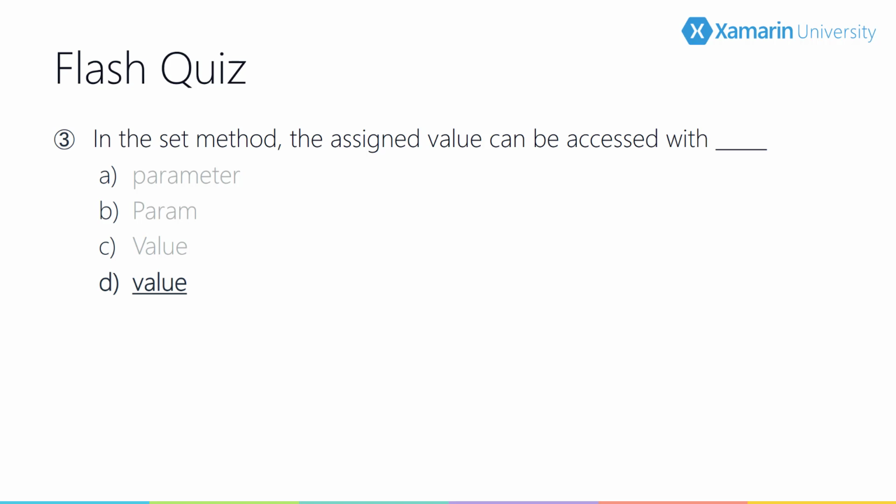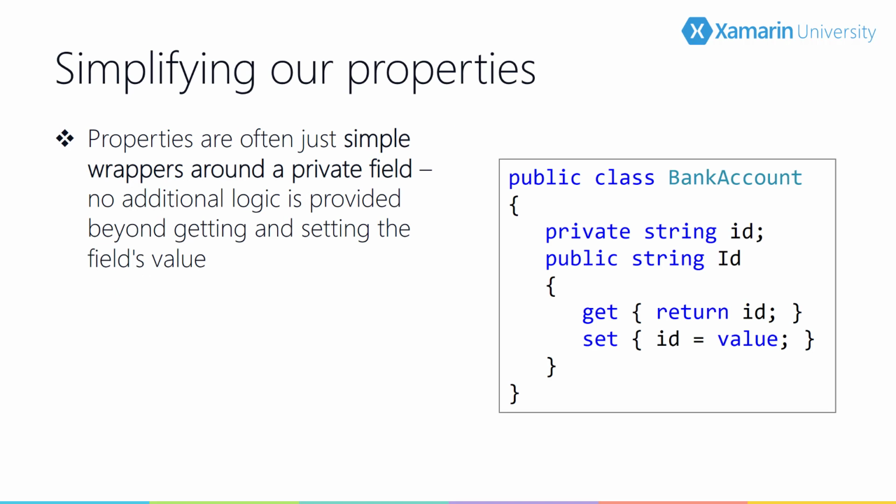All right, awesome. Now, properties can even get simpler because there are times that you'll see properties that look like this. If you look at this, let's examine it for a second. We have a private field called ID, and then we have a public property that simply returns the private ID and updates the private ID. Notice how we do not perform any logic inside of the ID property. So essentially, this code right here is identical to a public field.